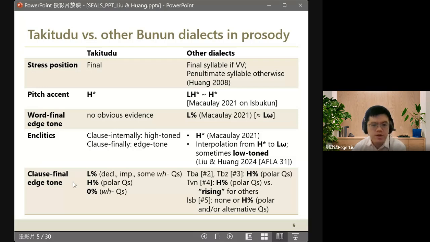The clause final edge tone is very special in Takitudu because it has a three-way contrast between L%, H%, or 0%, where the percent should correspond to the intonational phrase in the prosodic hierarchy. While in other dialects, there's mostly an H% for polar questions, but probably there's no three-way contrast among sentence types.